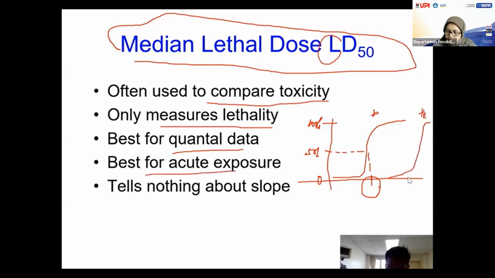It is best for acute exposure, which means direct, one-time, one-shot exposure. Acute means direct, where you are exposed to a large quantity at one time. It tells nothing about slope, of course. Slope is very important because the slope tells you about the toxicity of that particular chemical. But this LD50 does not tell you about slope.